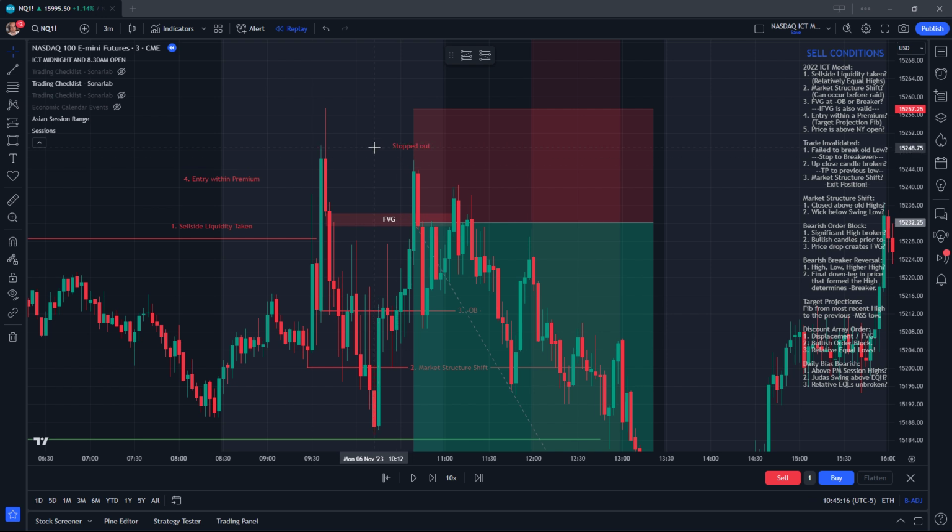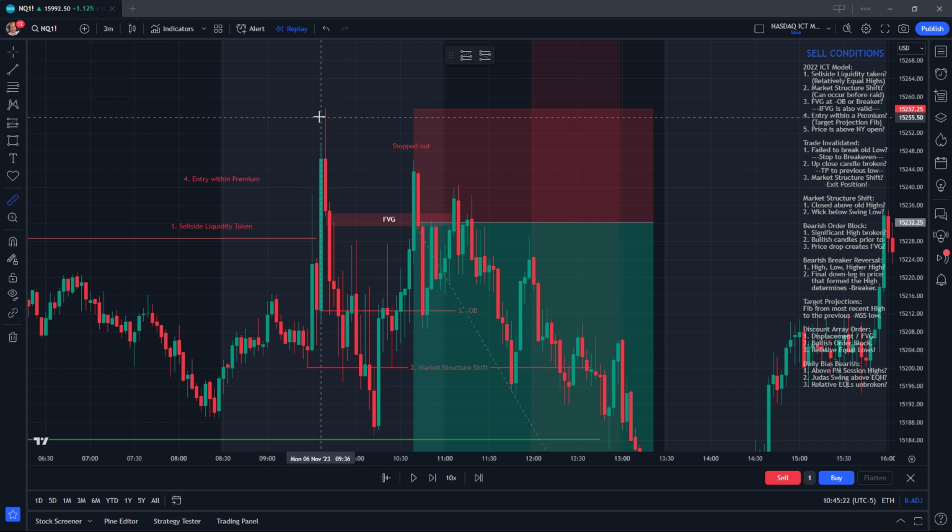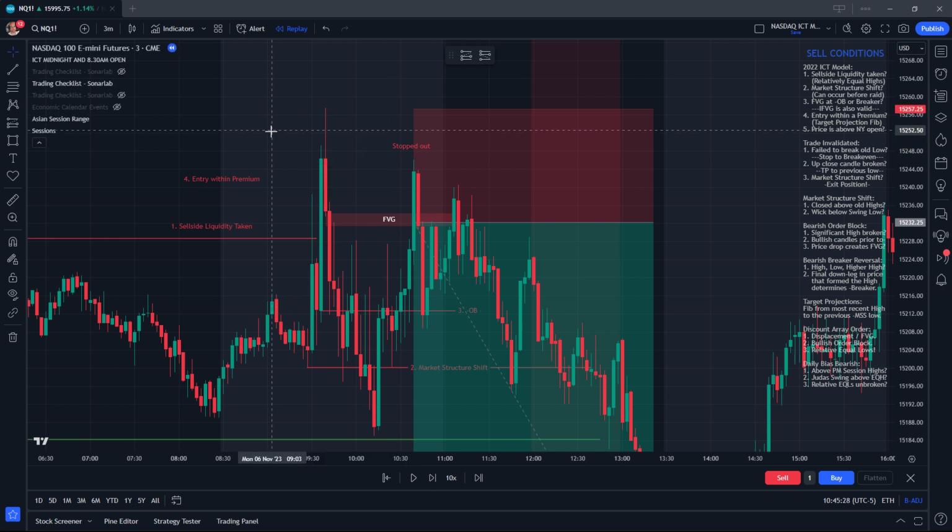But understanding that sometimes price might come up and test the mean threshold of the wick here. It's a kind of common thing that price sometimes does. So mean threshold is the middle here.